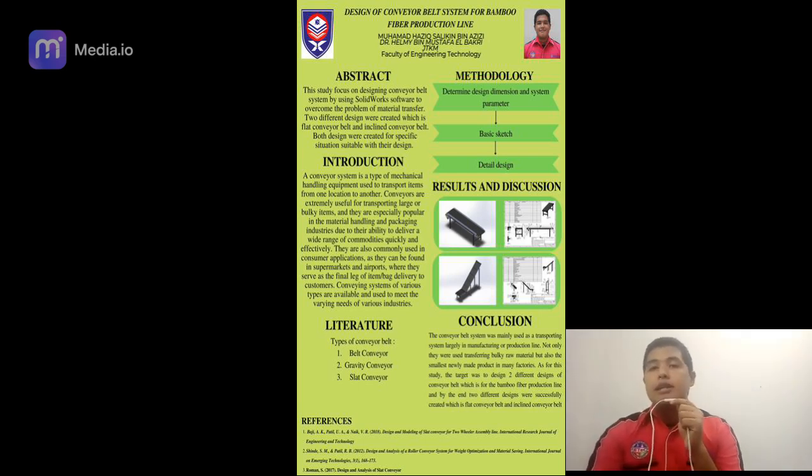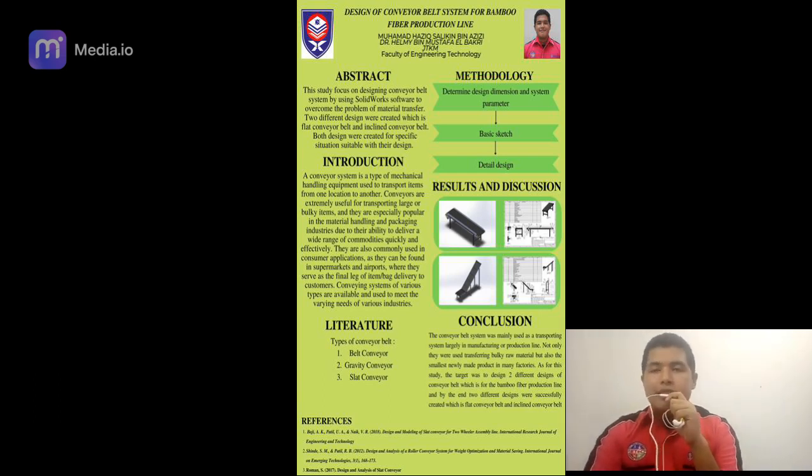So last but not least, for Chapter 1, we have the expected results. In this project, we expected that at the end of the project, we will successfully design two different designs of conveyor belts. And we also expected that at the end of the project, we will obtain detailed data and information related to the completed design of the conveyor belt.